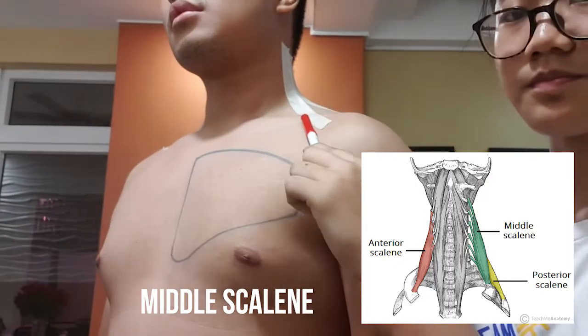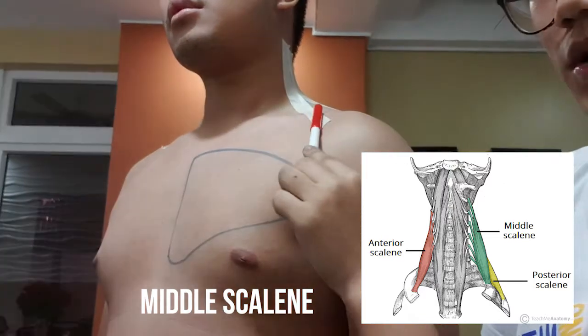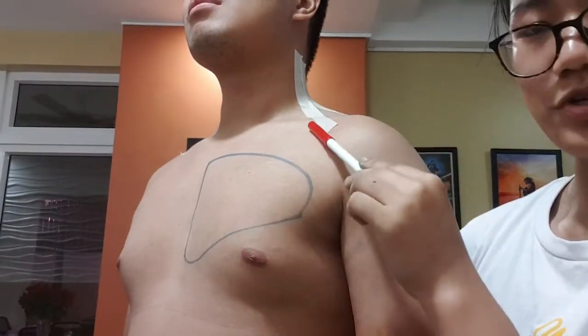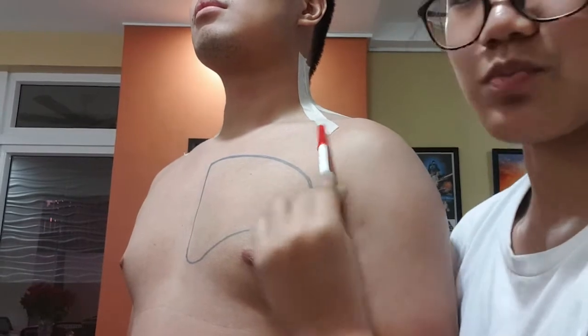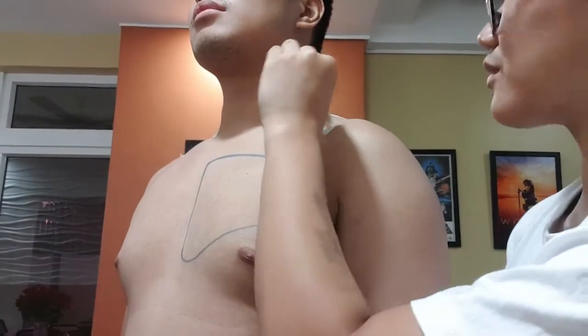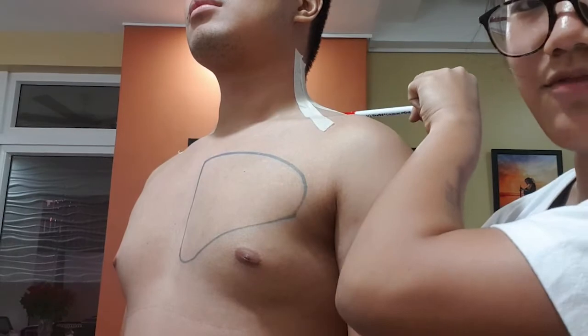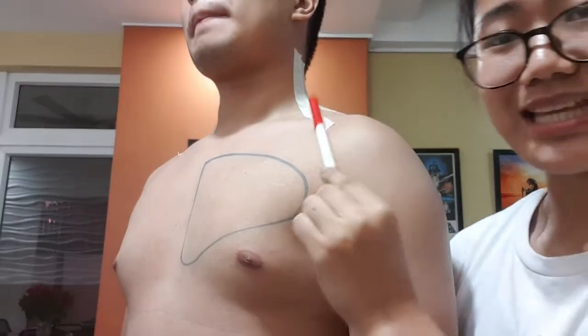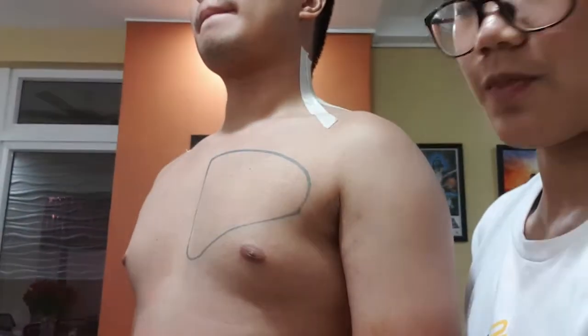This is the middle scalene. Its origin is the posterior tubercles of the transverse processes of the C2 to the C7 vertebrae. It attaches to the scalene tubercle of the first rib.